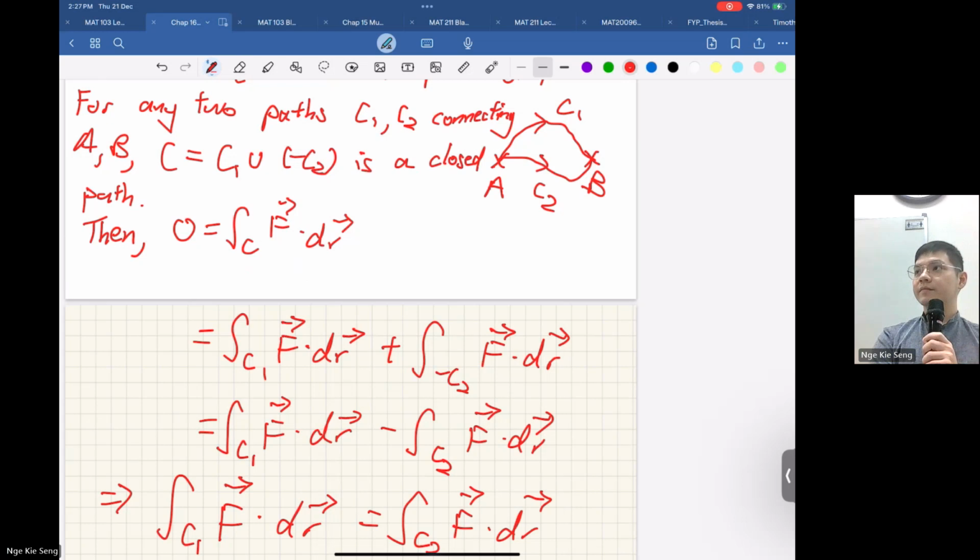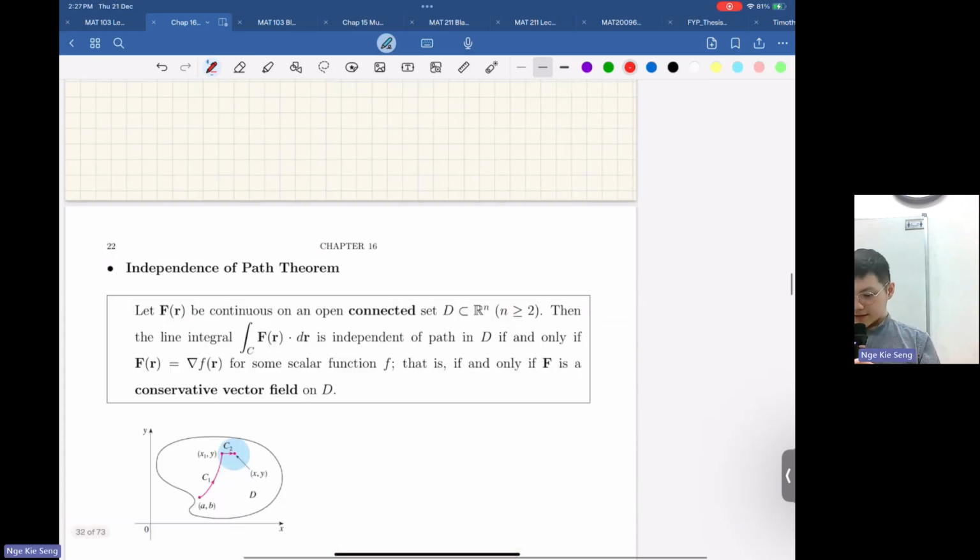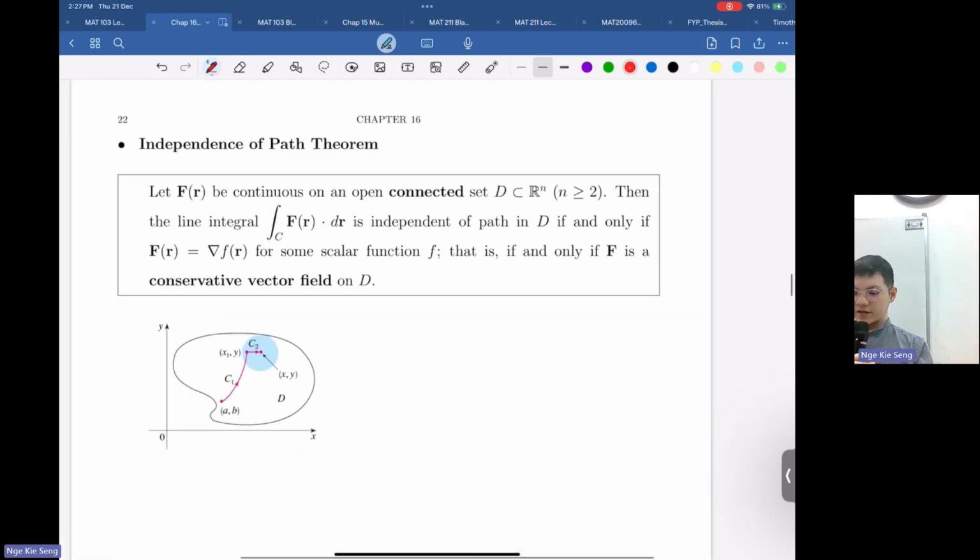Next part, independence of path theorem. Again, the work done is independent of path if and only if your vector field is conservative. Just now we saw one direction already, right? If my vector field is conservative, I compute the work done, I can just use the FTC to compute. So one direction we have done.